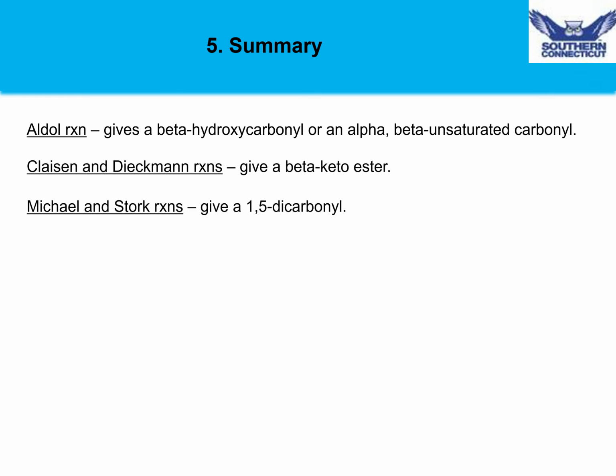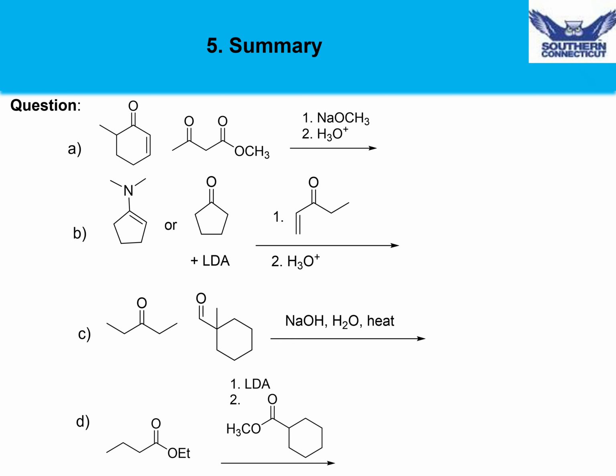Let's now review some of the reactions we covered in this chapter. In the first reaction, we're using a 1,3-dicarbonyl. We're adding base to it and then mixing it with an alpha beta unsaturated ketone. In the next example, we're going to use an enamine, or we could use a ketone plus LDA, which is a base. And then we're going to mix either of those two with an alpha beta unsaturated ketone.